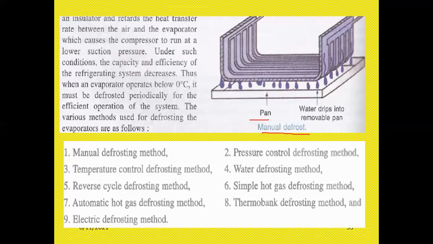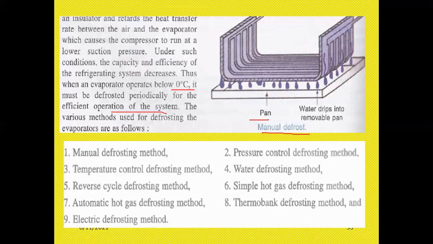And the insulator retards the heat transfer rate between the air and the evaporator, which causes the compressor to run at low suction pressure. Under such conditions, the capacity and efficiency of the system decrease. So, when an evaporator operates below 0 degrees centigrade, it must be defrosted periodically for effective, efficient operation of the system.